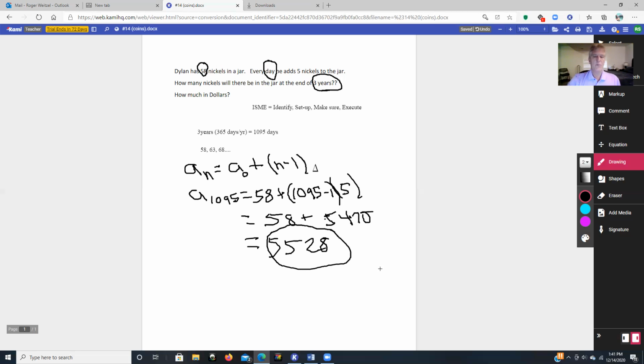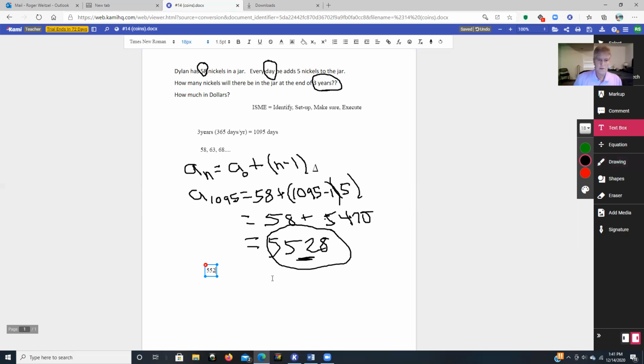And then I had no idea how much money this was, so I wanted to figure out, this is how many nickels I have. So I wanted to go in and say, okay, if that's how many nickels I have, I can multiply that by 0.05, and that will give me the number of dollars. So I'm going to say 0.05 equals, so this is equal to $276.4.